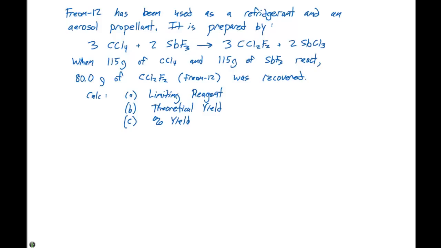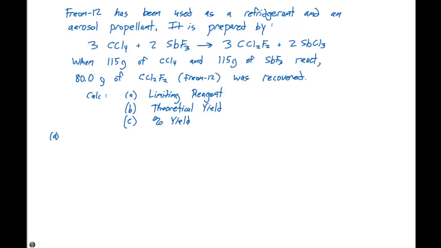Freon 12 has been used as a refrigerant and an aerosol propellant. It is prepared by the following reaction. 3CCl4 plus 2SbF3 giving 3CCl2F2 plus 2SbCl3. When 115 grams of CCl4 and 115 grams of SbF3 react, 80.0 grams of CCl2F2, or Freon 12, was recovered. Calculate A, the limiting reagent, B, the theoretical yield, and C, the percent yield.